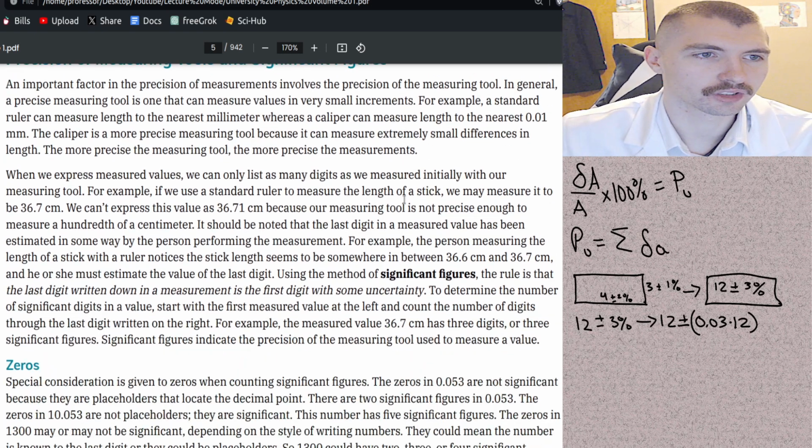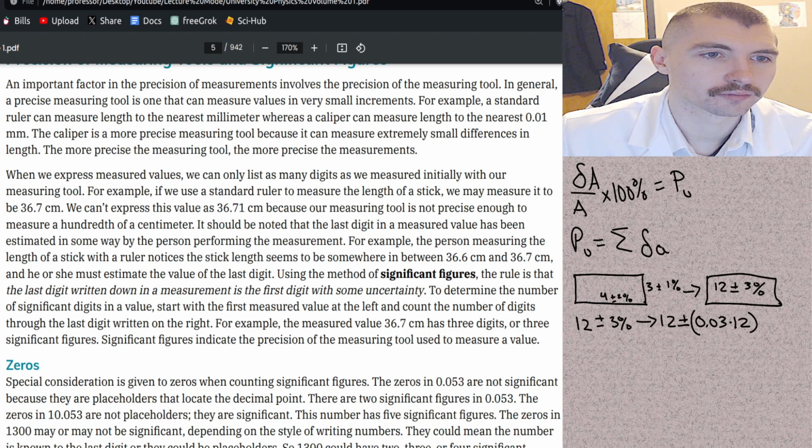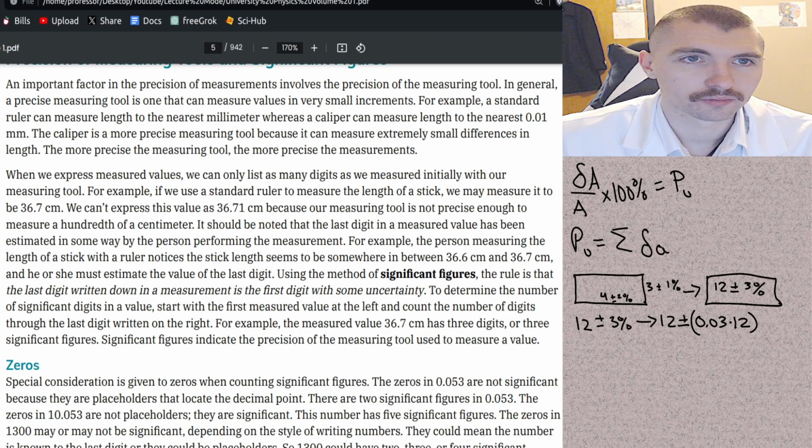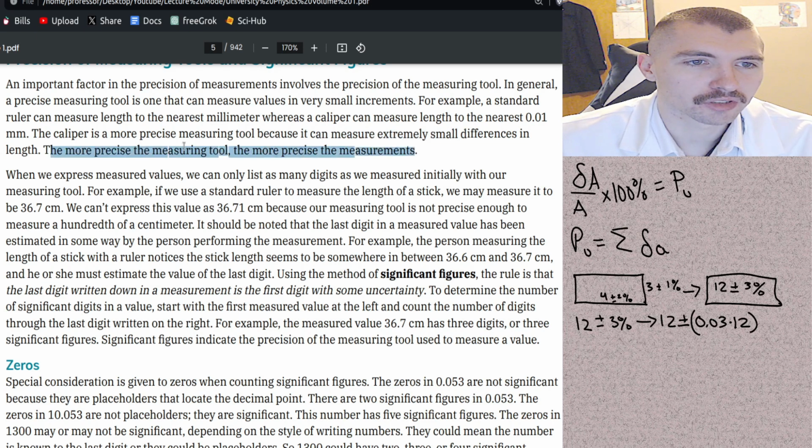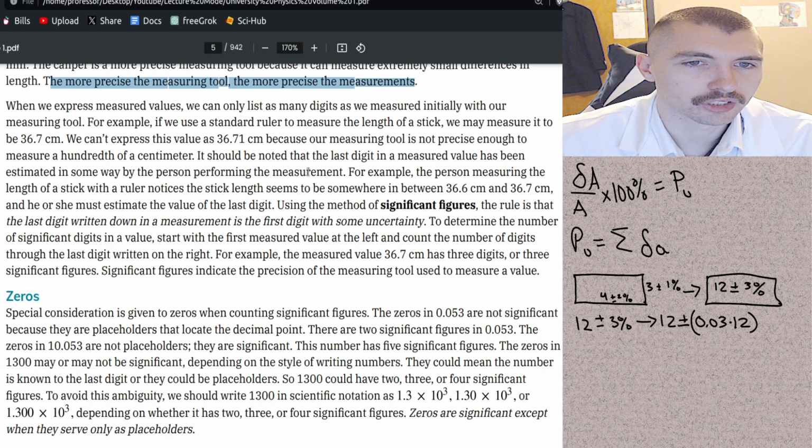Precision of measuring tools and significant figures. Alright, so an important factor in the precision of measurements involves the precision of a measuring tool. A precise measuring tool is one that can measure values in very small increments. A standard ruler can measure length to the nearest millimeter. A caliper can measure to the nearest 0.1 millimeter. It can measure extremely small distances and lengths. The more precise the measuring tool, the more precise the measurements. Pretty self-explanatory.